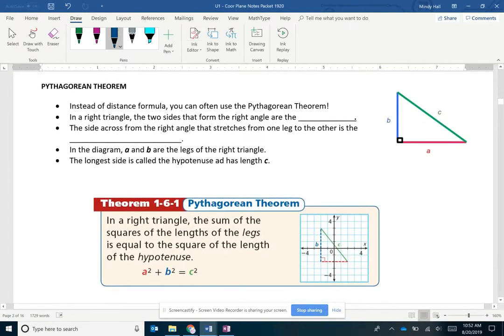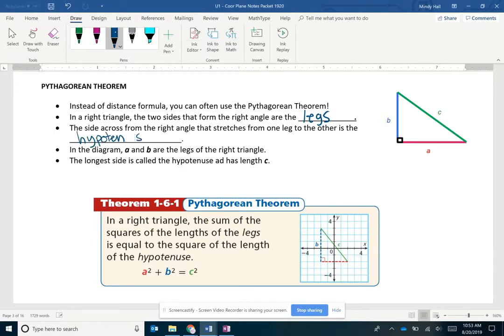So, like I was saying, instead of the distance formula, you can use the Pythagorean theorem. In the right triangle, the two sides that form the right angle are the legs. And the side across from the right angle that stretches from one leg to the other, so the green side, is the hypotenuse.